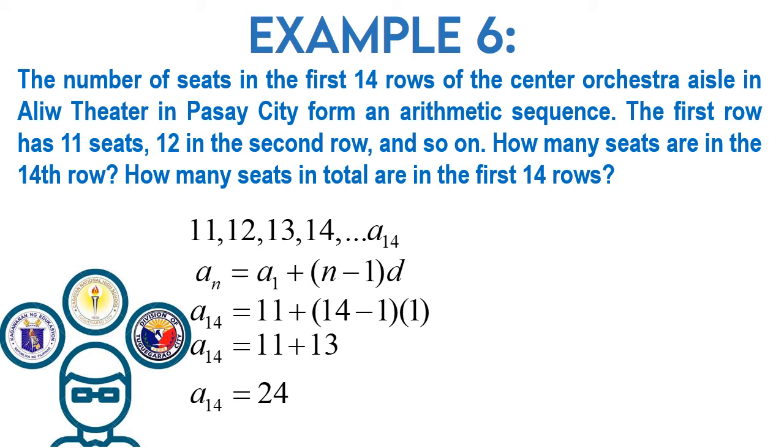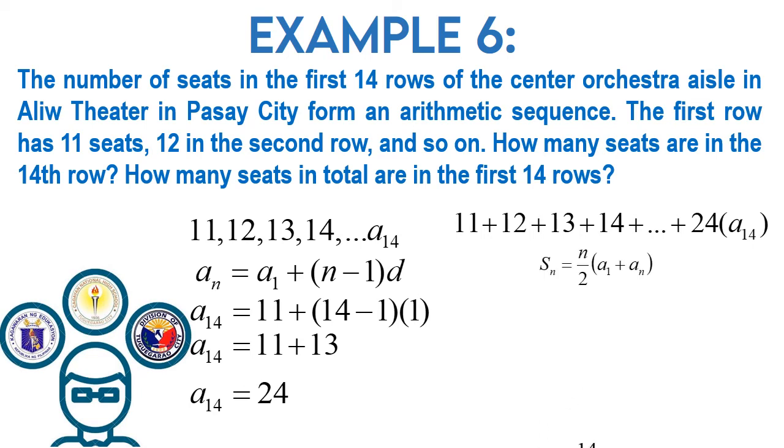The second question asks us to determine the total seats in the first 14 rows. This is the same as adding 11 plus 12 plus 13 plus 14 and so forth until 24, which is the 14th term. Since I know the number of terms, the first term and the last term, we will solve the problem using the formula S sub n is equal to n over 2 times a sub 1 plus a sub n.